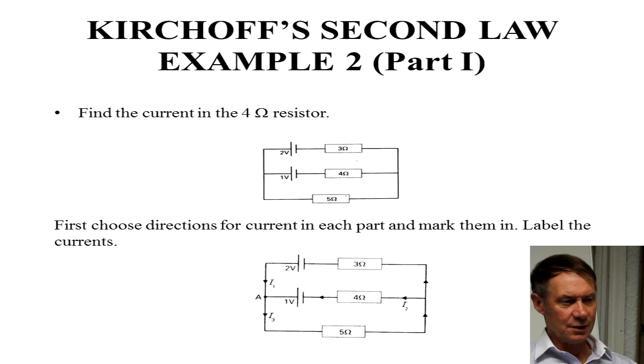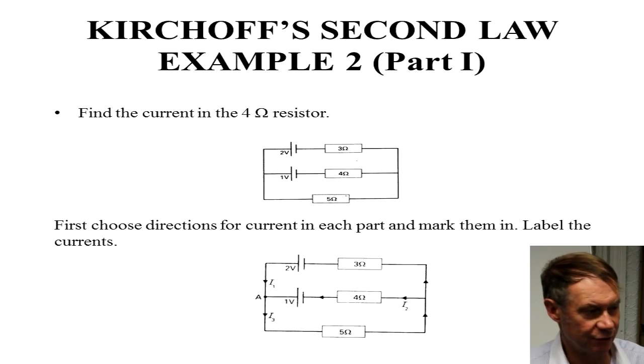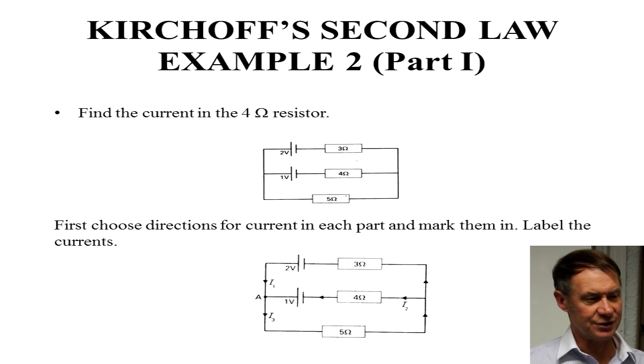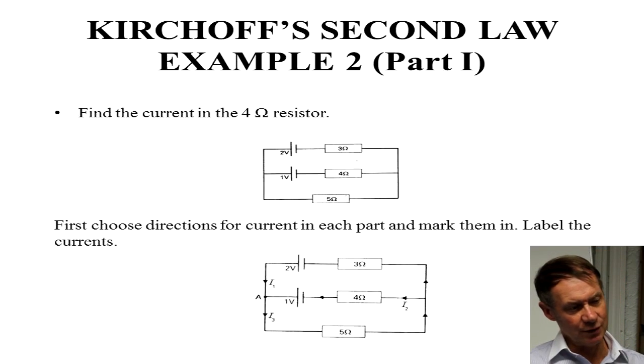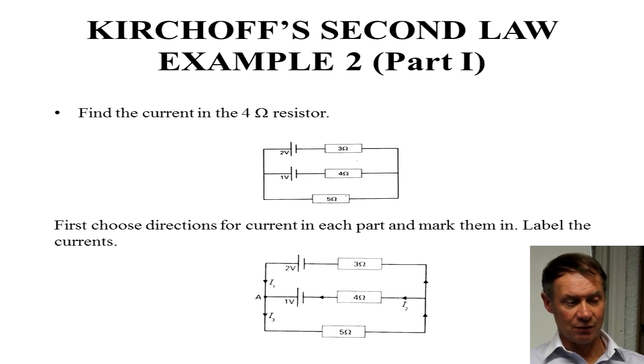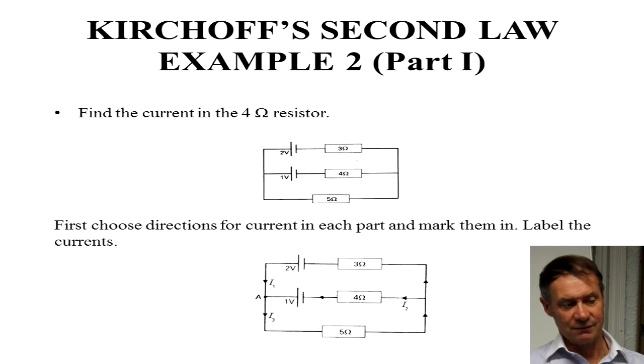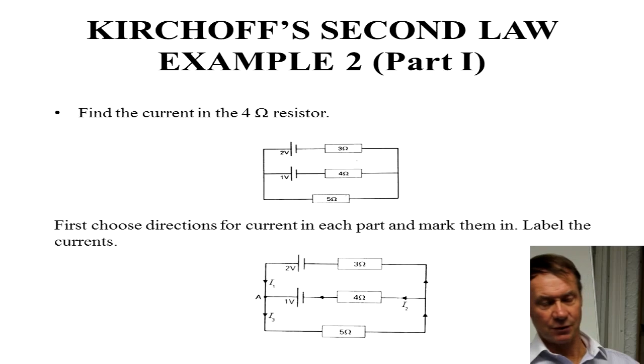The second example is more numerical. We've got three resistors, 3 ohms, 4 ohms and 5 ohms, all in series. And we've got two batteries, one of 2 volts at the top and one of 1 volt in the middle. The first thing to do is to choose directions of the current in each part and label the currents. It doesn't matter if you get this the wrong way round, because in the final solution you get a negative answer for the current if it's going in the wrong direction.